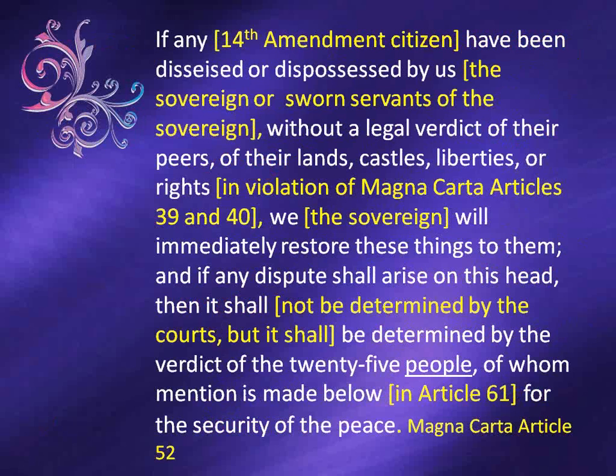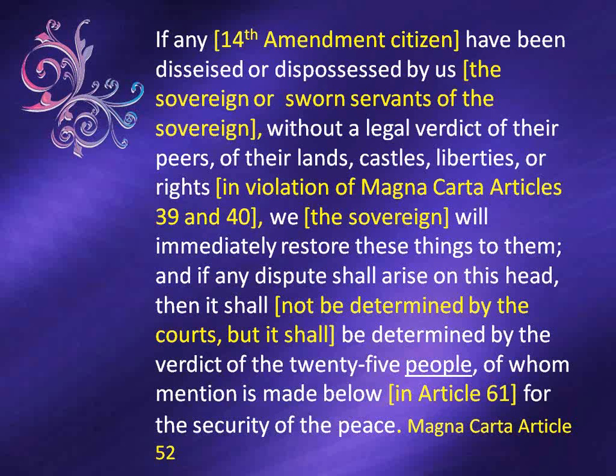Article 52. If any 14th Amendment citizen have been disseized or dispossessed by us, the sovereign or the sworn servants of the sovereign, without a legal verdict of their peers, of their lands, castles, liberties, or rights, in violation of Magna Carta Articles 39 and 40, we, the sovereign, will immediately restore these things to them. And if any dispute shall arise on his head, then it shall not be determined by the courts, but it shall be determined by the verdict of the 25 people, of whom mention is made below in Article 61 for the security of the peace.